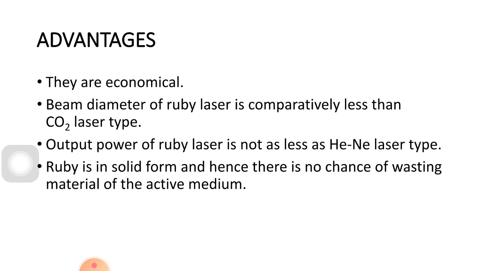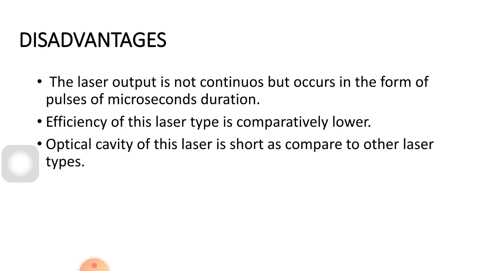Advantages. They are very economical. The beam diameter of a ruby laser is comparatively smaller than a CO2 laser type. The output power of a ruby laser is not lesser than a helium neon laser type. Ruby is in solid form, so there is no chance of wasting the material of the active medium.